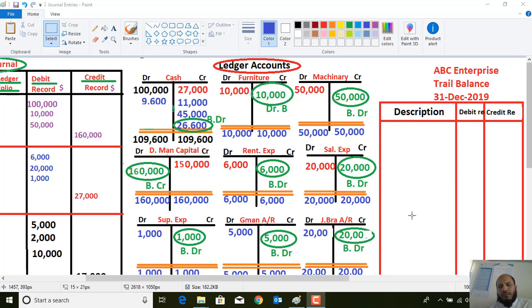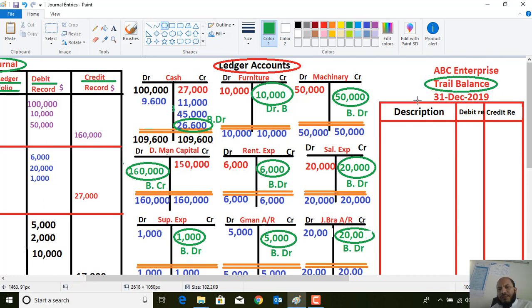Dear students, welcome back to the intermediate accounting class. Our discussion today is about how to prepare the trial balance. A trial balance shows us the summary of accounts. A trial balance is a statement, a document which shows us the summary of accounts. So our discussion is about the trial balance. So dear students, how do we prepare the trial balance?